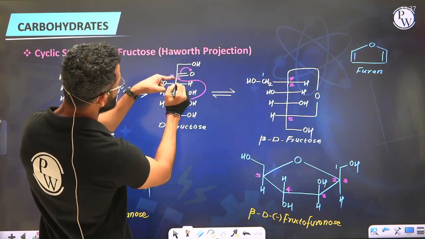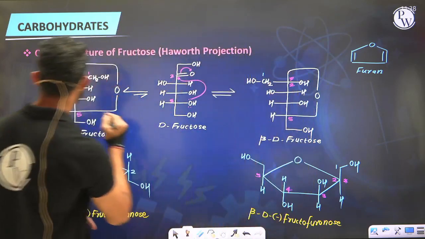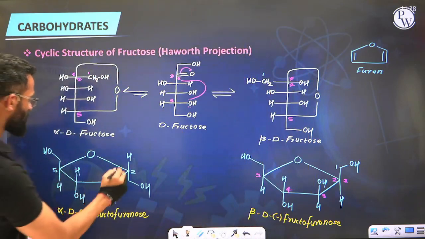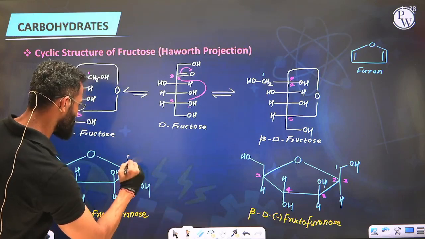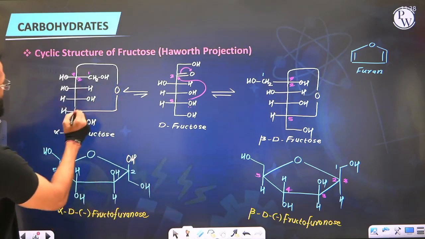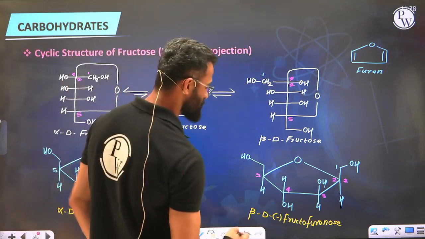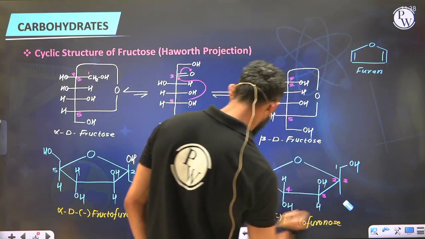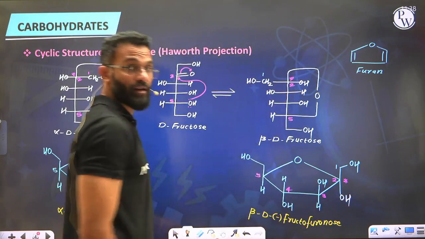Guys, we made a mistake here. At carbon number 2, this was C single bond OH. So this was OH. This was also single bond OH. A little correction here. So at carbon number 2, this is OH. See? This is C single bond OH. So here as well, C single bond OH. Now guys, a little correction here.